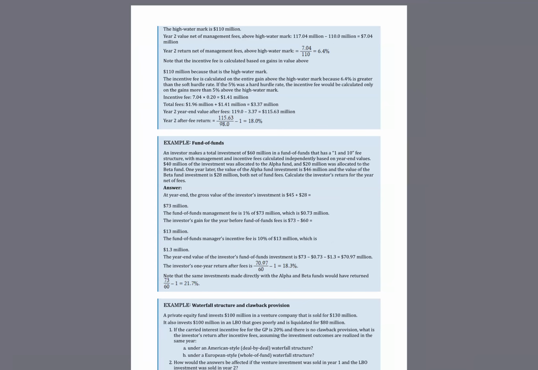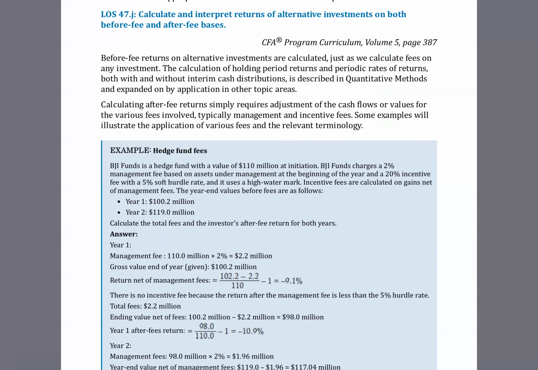So it says that BJI is a hedge fund with a value of 110 million at initiation. It charges a 2% management fee based on assets under management at the beginning of the year. So you underline at the beginning of the year. Are you with me? And a 20% fee with a 5% soft hurdle rate. And it uses a high watermark. Incentive fees are calculated on gains, net of management fees. The year-end values are given as follows. Do you understand the question?